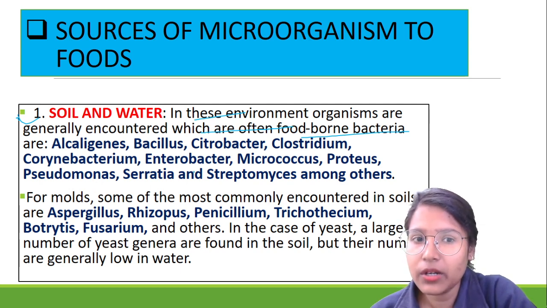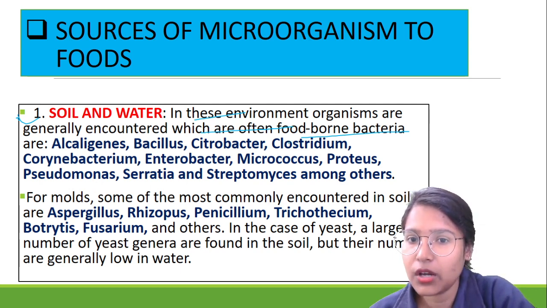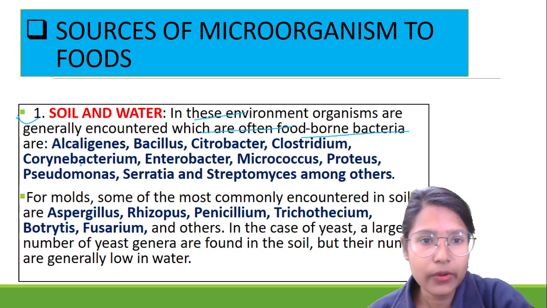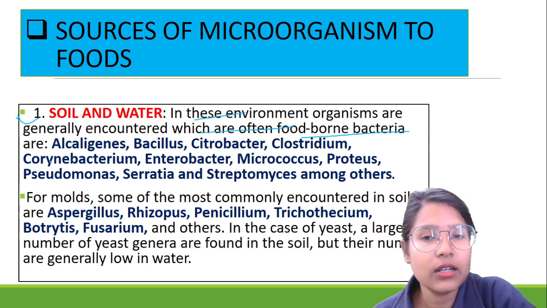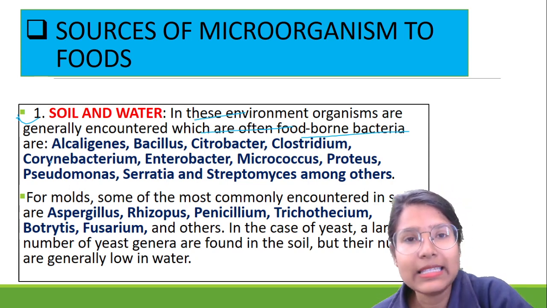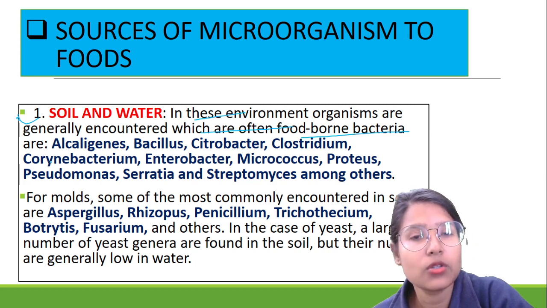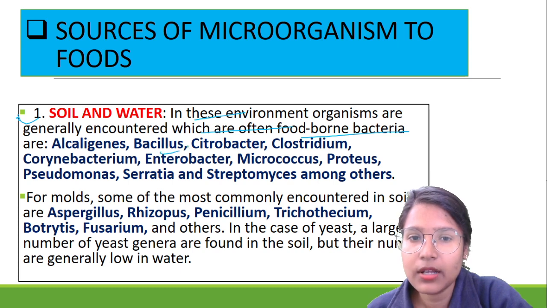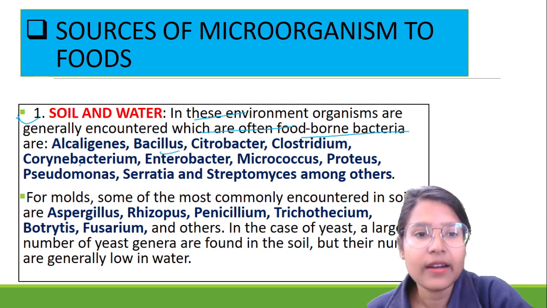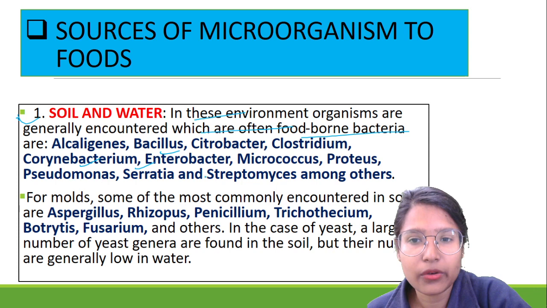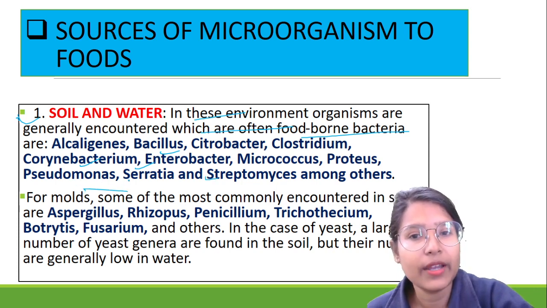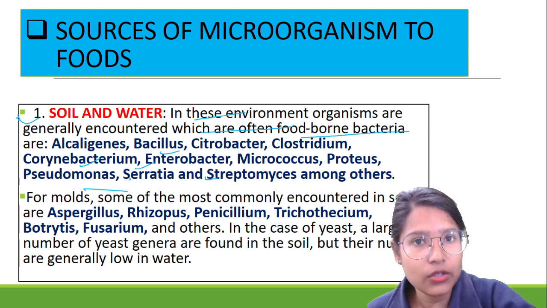In these environments, organisms that are often foodborne are generally encountered. Any bacteria, where did it enter from? From soil and water. The bacteria or pathogens encountered in soil and water are Alcaligenes, Bacillus, Citrobacter, Clostridium, Corynebacterium, Enterobacter, and Micrococcus. These are the bacteria which generally enter your food from soil and water.